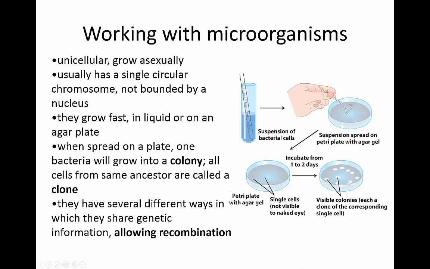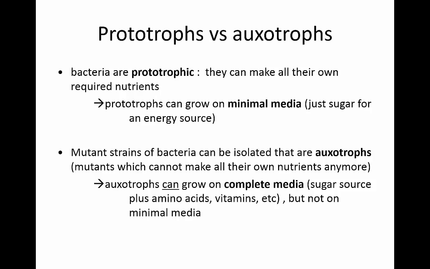Now, bacteria do not, in fact, have sexual reproduction, but they do have several different ways that they share genetic information with each other, and this is going to allow recombination or a mixing up of the genetics. What we're going to focus on in this chapter is the three main ways in which bacteria exchange genetic material with each other.